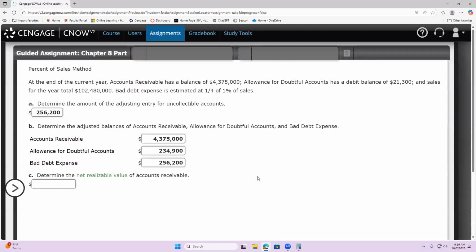Which was 234,900. What's that come out to? 4,140,100. So what we're saying is I'm owed $4,375,000. I have created this allowance because I don't believe I'm going to get paid all of it. So the amount I'm owed minus the allowance tells me how much I believe I'll actually collect, the net realizable value. Okay.